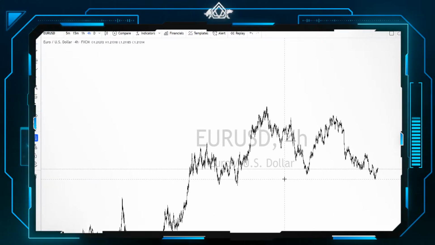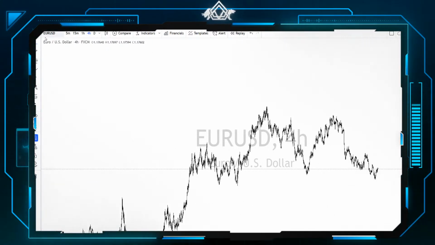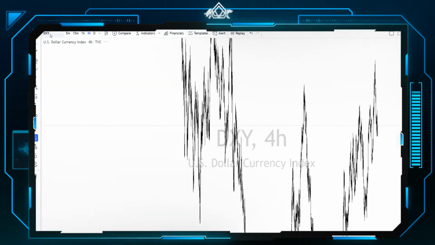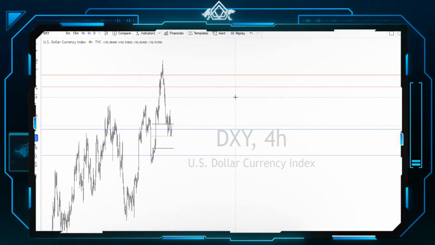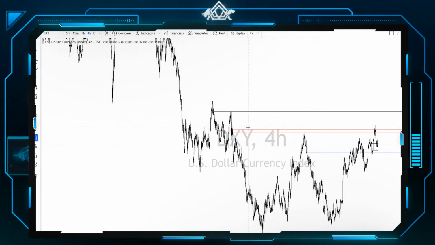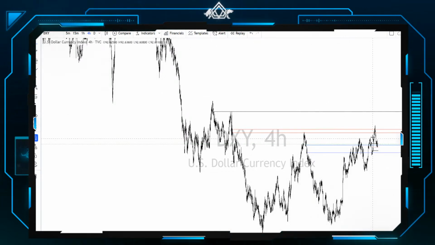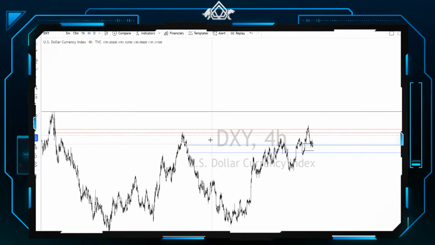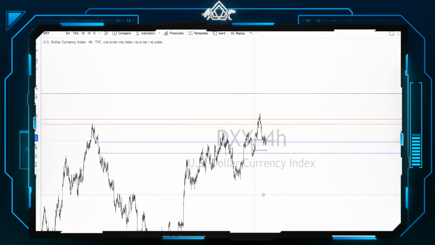But let's just take a look at what we have, starting with the DXY, which is basically the index of the dollar. I told you guys last week that we had some aiming points in the market where the dollar could rally towards before we could see some reversals happening, which has happened and which was great.